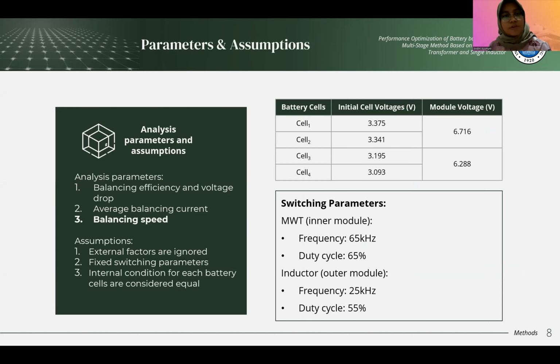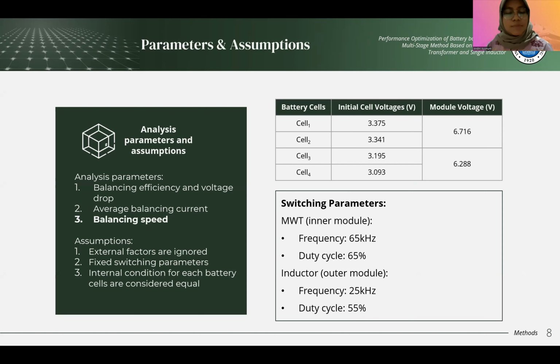Next, we set our parameters and assumptions. Our analysis parameters: the first one is balancing efficiency and its voltage drop or losses, and the second one is our balancing speed, which is our main concern and is closely linked with average balancing current. Some assumptions are made: first, external factors are ignored; second, we use fixed switching parameters; and third, the internal conditions of each battery cell are considered equal.